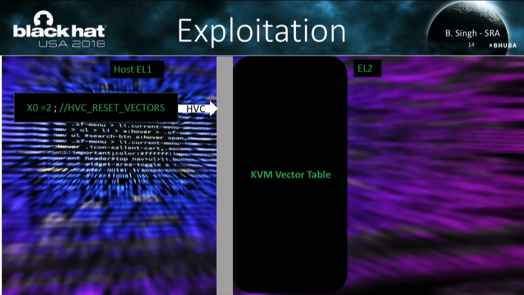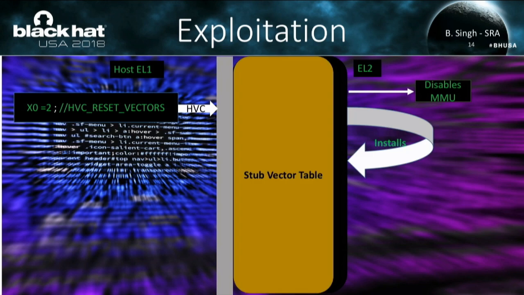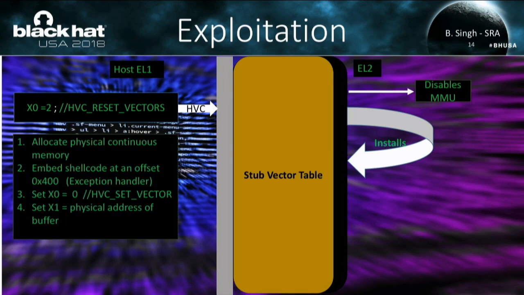This HVC will be handled by the KVM vector table, because the KVM vector table is registered as the exception vector table. The handler of the KVM vector table will disable the memory management unit of EL2, and after that, it will install the stub vector table back into the system. So now the stub vector table is back in action. After this, the attacker will allocate physically contiguous memory.